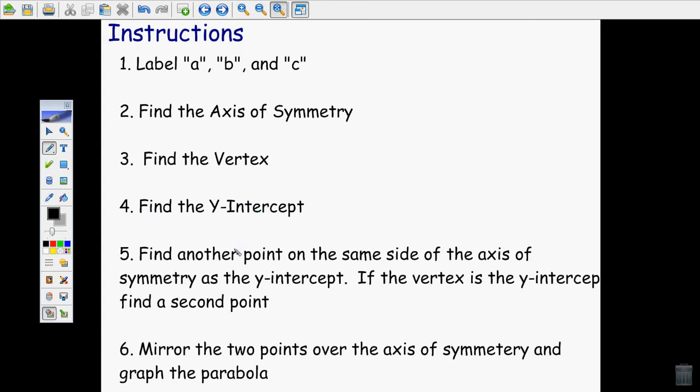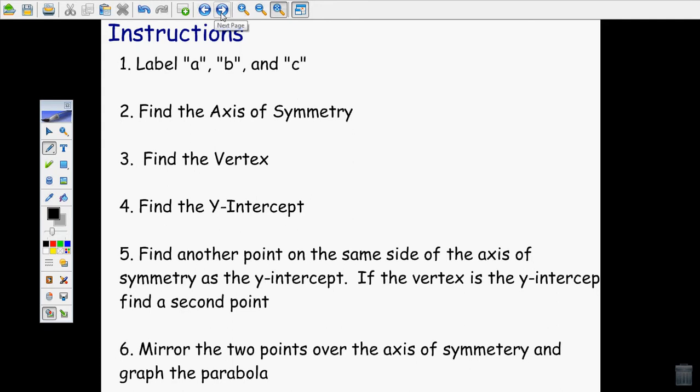Then we will find another point on the same side of the axis of symmetry as the y-intercept. If the vertex is the y-intercept, we will find another point. And then we're going to mirror the 2 points over the axis of symmetry and graph the parabola. So it is true that graphing a parabola is a little bit more complicated than a line. But once you go through these 6 steps several times, it starts to make sense.